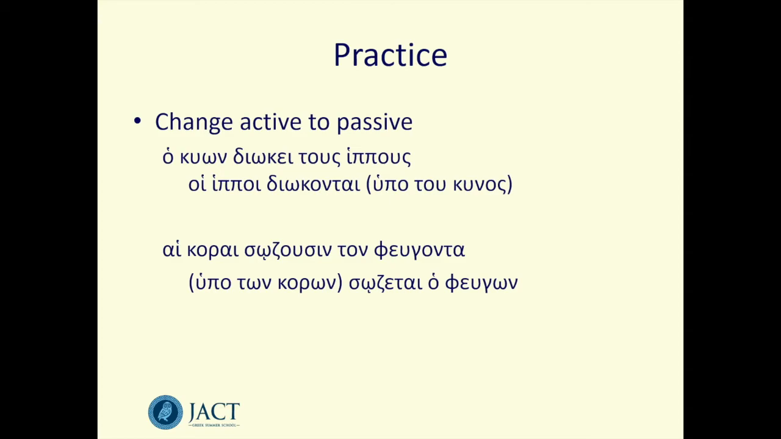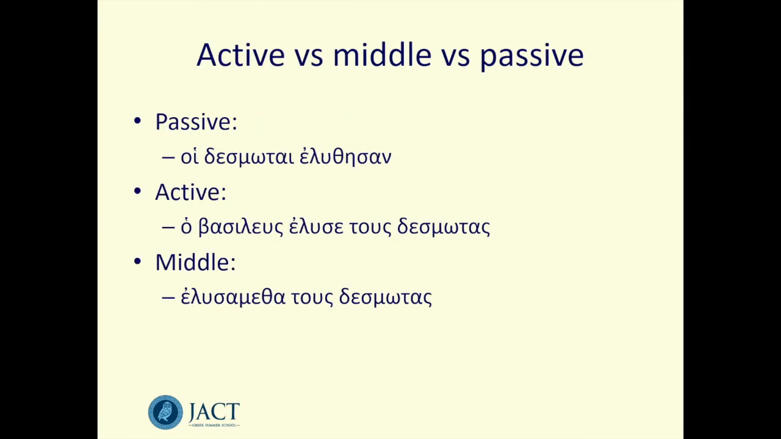Let's now return to the middle and look at some other verbs with other relationships between the active and the middle. Here we have the verb luo, to release. The situation here is that the prisoners have been released, as we can see from the passive verb, hoi desmotai eleuthesan, the prisoners have been released. The corresponding active verb is used of the person who did or caused the releasing. Here, the king. Ho basileus eluse tous desmotas, the king released the prisoners.